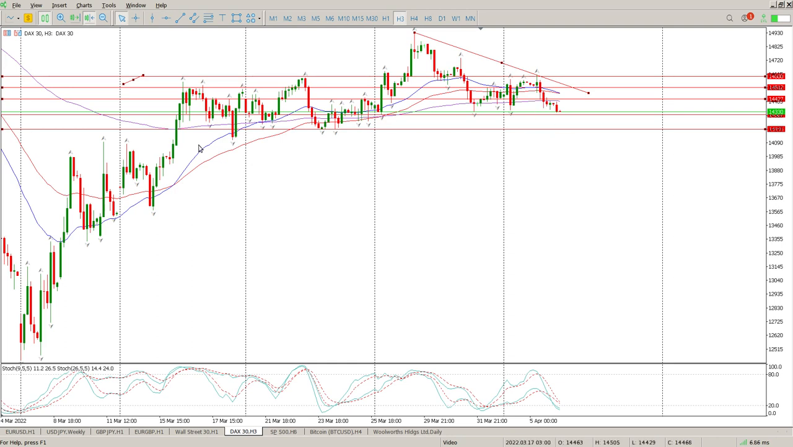So ignoring all diagonals, ignoring all reversal patterns, and just looking at this as a range, you'd be wise to be very careful. If we do start breaking below this low and then this low here, that would validate a bigger move to the downside, in my opinion anyway. So for now, it's sit on hands. We're ranging, we're going sideways, so we will sit quietly.